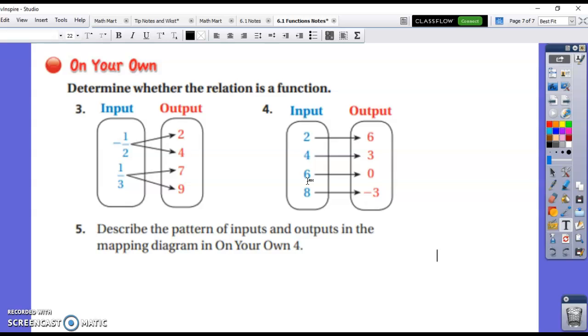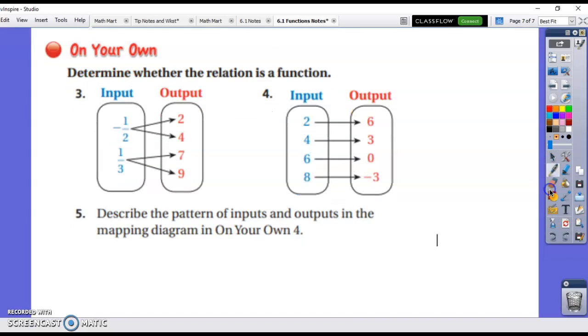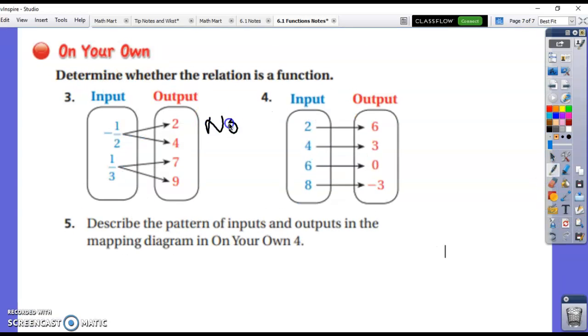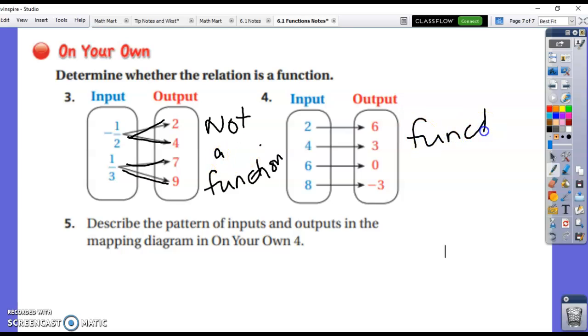Okay, let's check your answers. Number 3 is not a function, because they each have two outputs. They only can have one and they both have two. Number 4 is a function because each one only has one output. Each input only has one output.